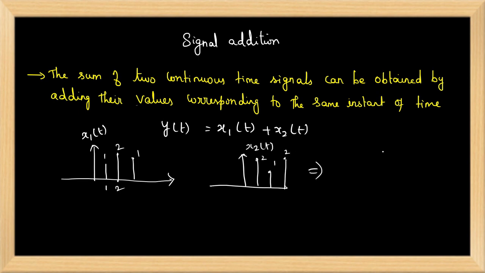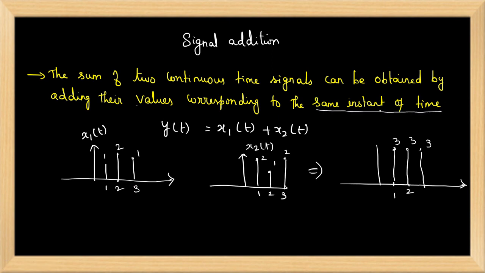Then our new signal will be having at 1, it will be having 1 plus 2. So it will be having 3. At 2, it will be having 2 plus 1, 3. At third instant of time, 1 plus 2, 3. So we have to add the signal at every instant of time. That means at the same instant of time.